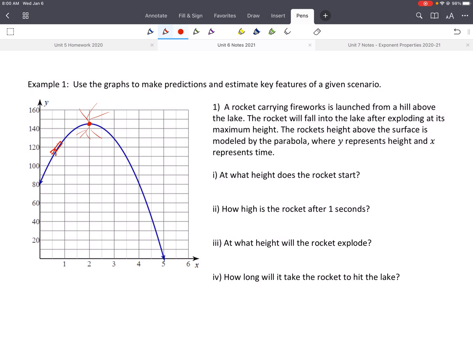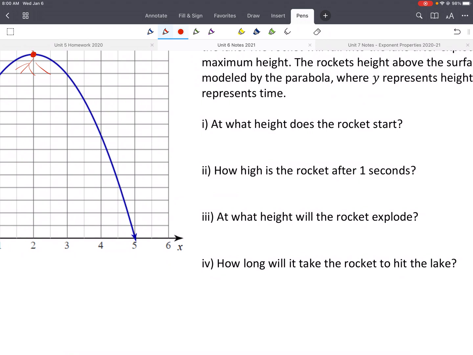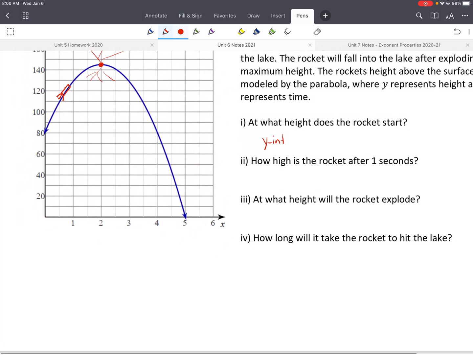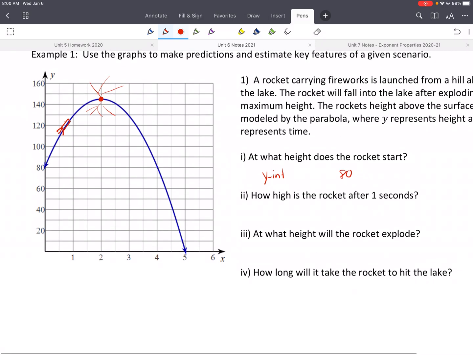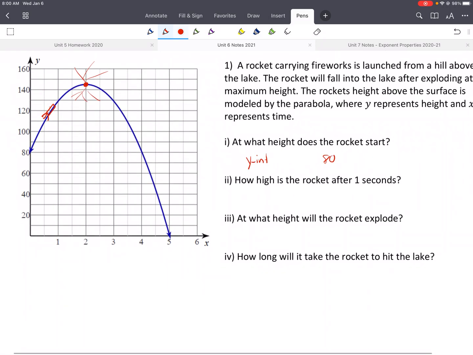All right, so the first question is, at what height does the rocket start? Okay, so I'd like, if you would, to at least write down what is the key feature that they're asking for. So what they're asking for here is your y-intercept. That's your initial value, okay? And at what height does the rocket start? Well, they just want to know the height, so that would be 80. We have units here. I don't think it has units in here. Let's just call it feet. Okay, we'll use feet for this one.